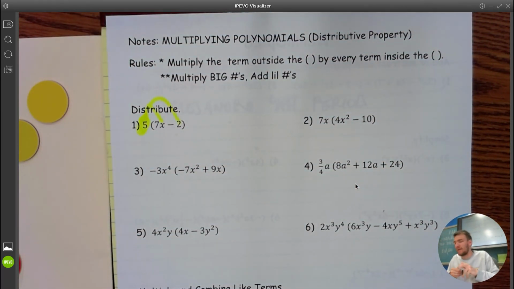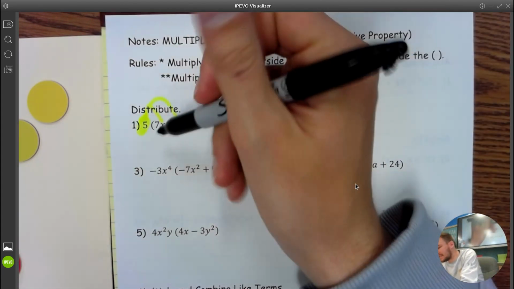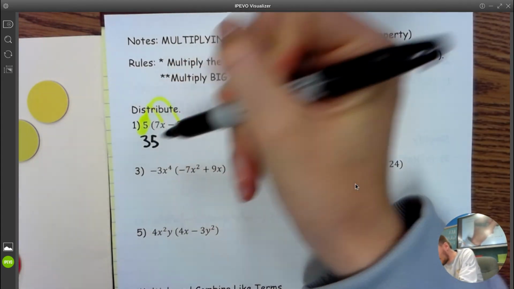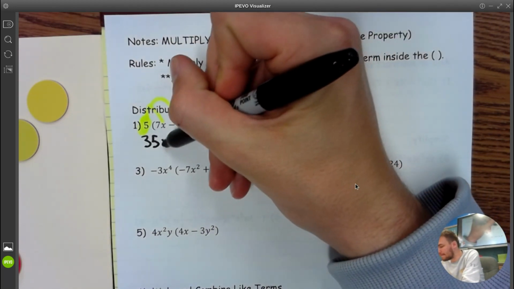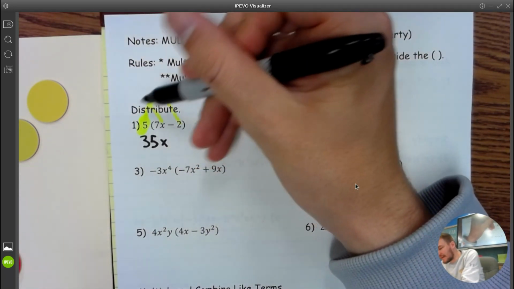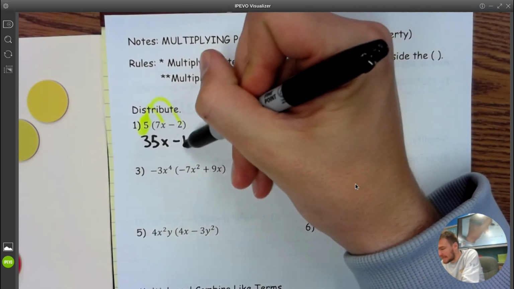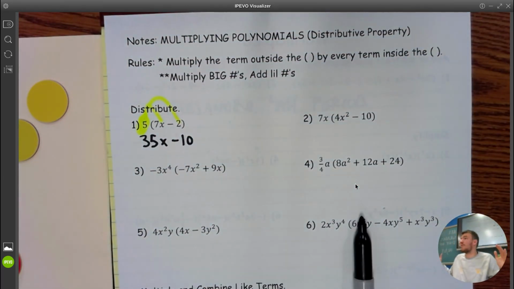Distribute the 5, right? So what is 5 times 7? 35. And how many x's should be on that 35? 1. Distribute the 5. What is 5 times negative 2? Negative 10. And that's the end of the question. You have literally done that hundreds of times, like I'm saying.